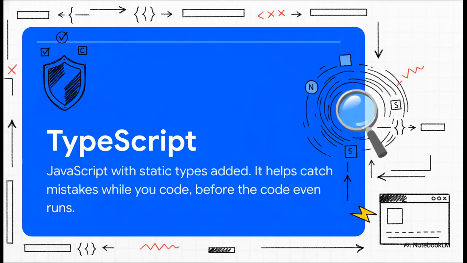Think of it like JavaScript, but with a safety net. You get to add static types. So you can say, hey, this variable has to be a number, or this function must return a string. Now, TypeScript itself doesn't run in a browser, it just compiles down to plain old JavaScript. But its superpower is that it acts like a coding partner, catching your mistakes and giving you warnings as you type, long before your code ever sees the light of day.